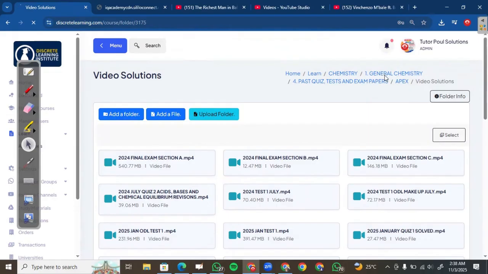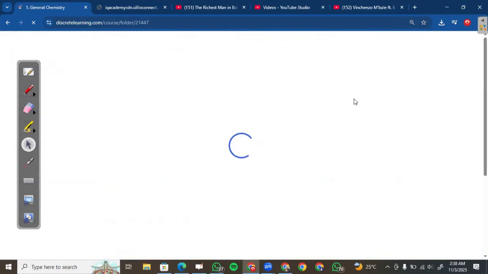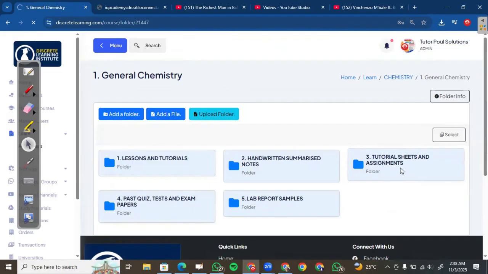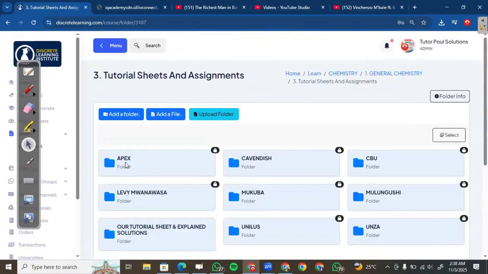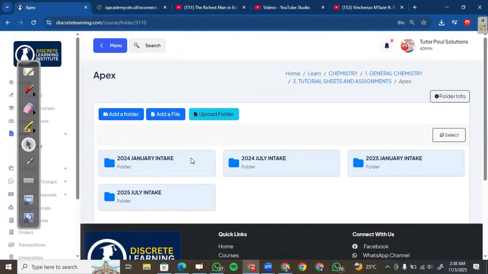If I go back here, I can now go to the tutorial sheets and assignments. It's the same thing. You go to your university. Let me give an example. If I go in the Apex folder there, you're going to find different intakes. You select the intake that you're in. Of course, you can also use the videos for the other intakes to learn, because the concepts are just the same. Here I'm going to go into the 2025 July intake.